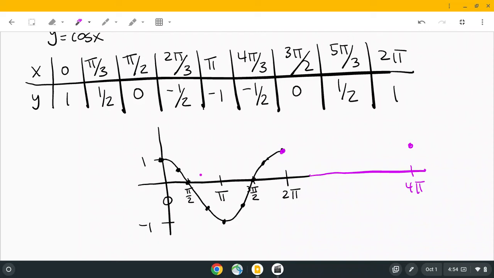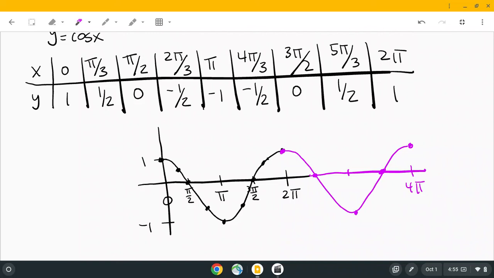Okay, and then I see that halfway between, I get negative 1. So halfway between here, I'll get negative 1. And then halfway between here, I get 0. And halfway between here, I get 0. Therefore, halfway between here, I will get 0. And so we see here that we get this graph that looks like the sine wave, except it's shifted.